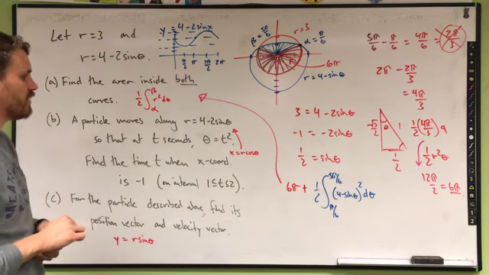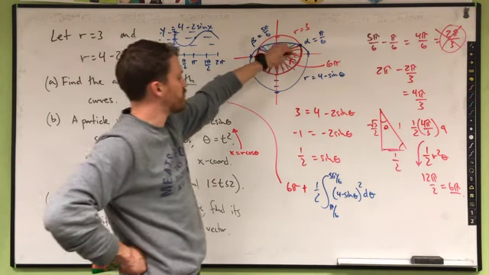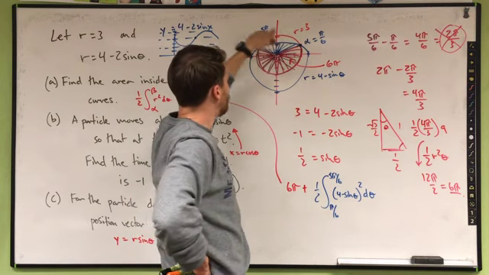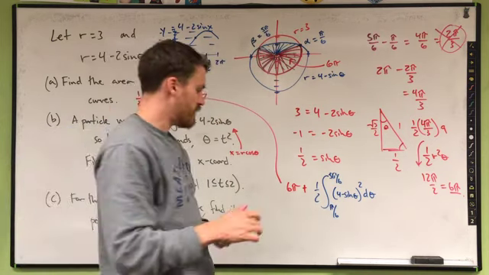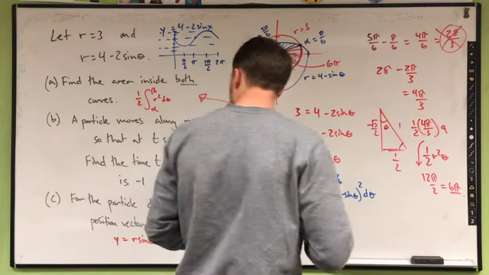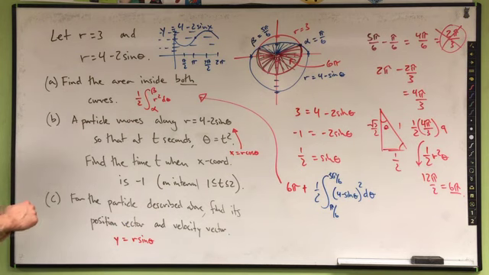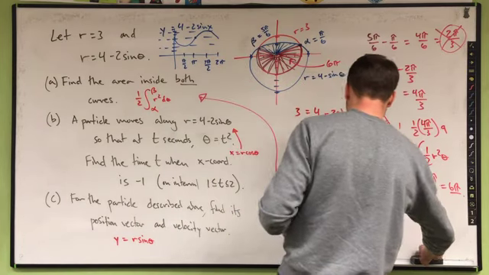of both curves. So just to recap, we're using this formula, we're using some knowledge of geometry to think about the circle, and ultimately we had to find those angles by setting the two curves equal. So that's a little bit of a tough problem, but hopefully it makes sense. Now moving on to part B: a particle moves along this curve so that at t seconds theta equals t squared. Find the time t when the x coordinate is -1.